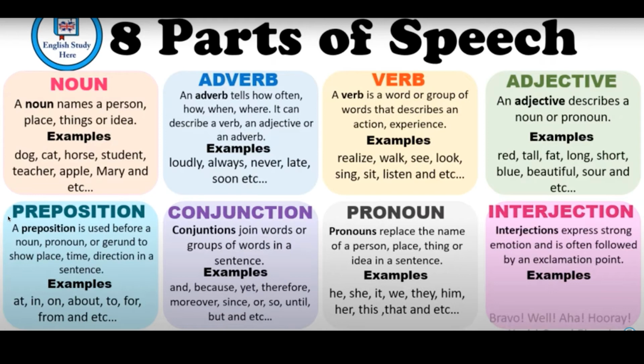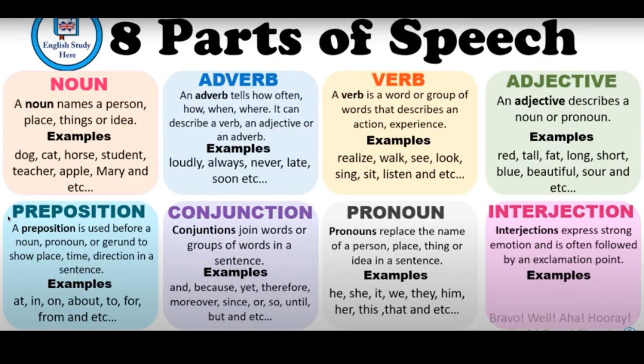So quick recap, we've got nouns, which are person, place, or thing. We've got pronouns, which replace a noun in a sentence like he, she, or it. We've got adjectives, which describe a noun. And we've got adverbs, which modify or describe a verb. The next one I want to talk about is a preposition. Now, a preposition is used before a noun, a pronoun, and it's used to show place, time, or direction in a sentence.